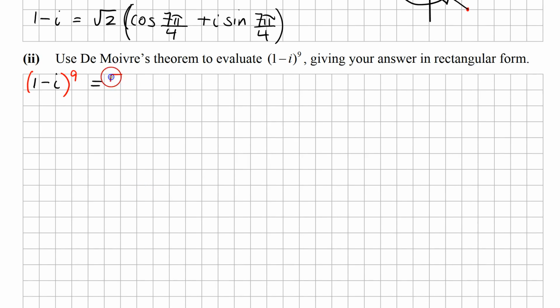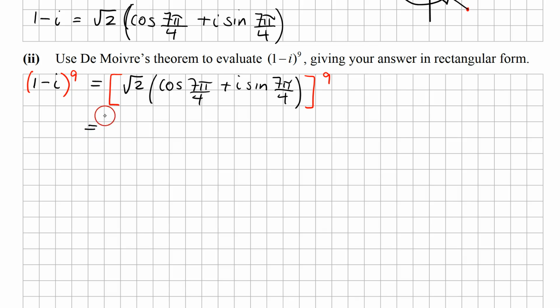So I'm going to put a square bracket around all of this, and root 2 times cos of 7 pi over 4 plus i sine 7 pi over 4, and then I'm going to put all of that to the power of 9. So the next thing then I'm going to do is use my de Moivre's theorem. So de Moivre's theorem tells me that I put the modulus to the power of 9 and I multiply in the power by the angle. So by multiplying in here, I have a 7 already here, so 7 nines is 63. So I'm going to get cos of 63 pi over 4 plus i sine of 63 pi over 4.